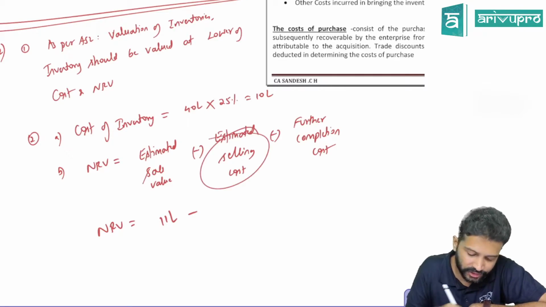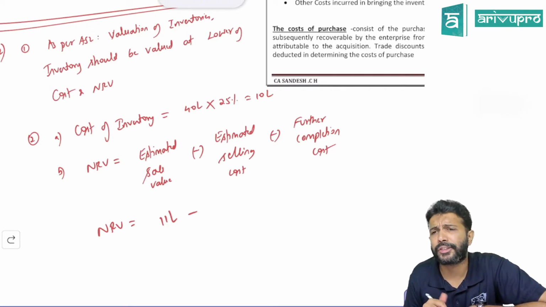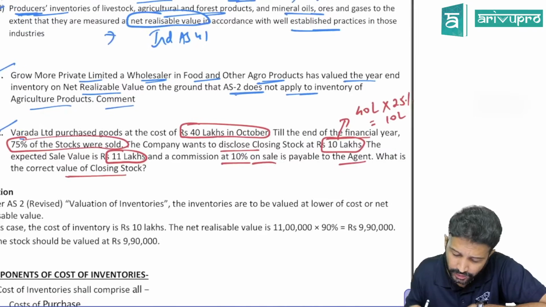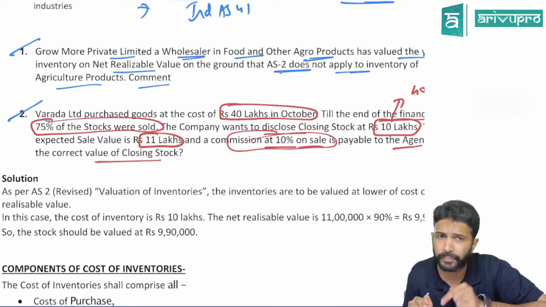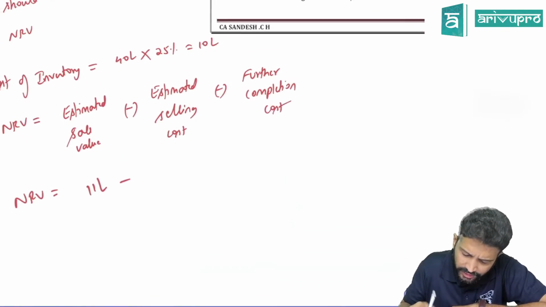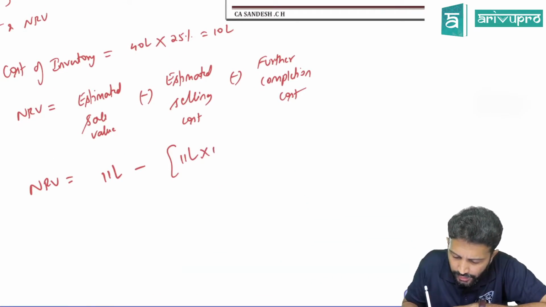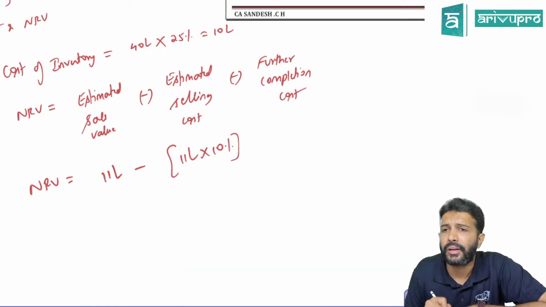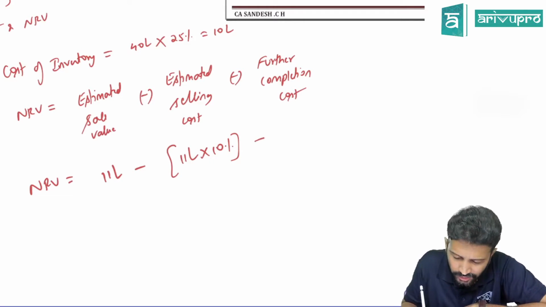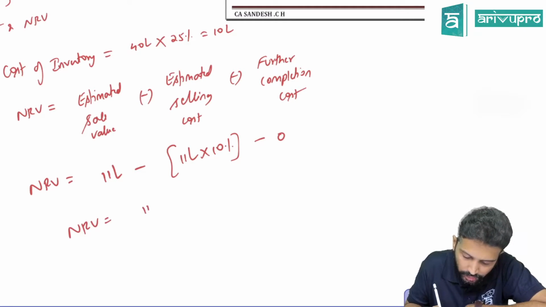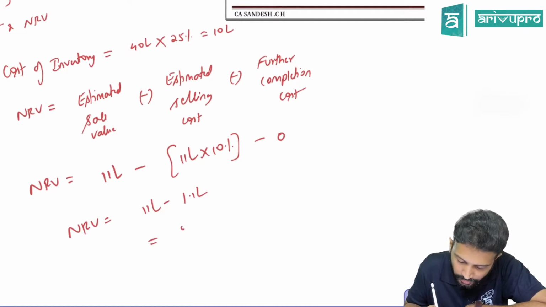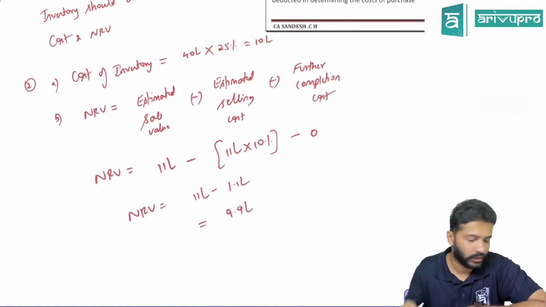But to make the sale, do you have to incur any selling expense? Yes. What selling expense? You have to pay a commission of 10% on the sale value. What is the estimated sale value? 11 lakh. Of this, how much commission do you need to pay? 10%. Further completion cost is not there. You can cut it off. So how much is your net realizable value? 11 lakh minus 1.1 lakh, which is 9.9.